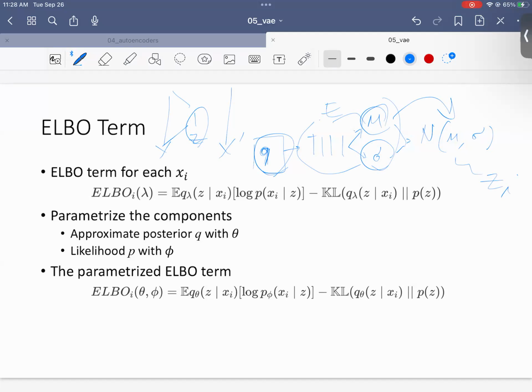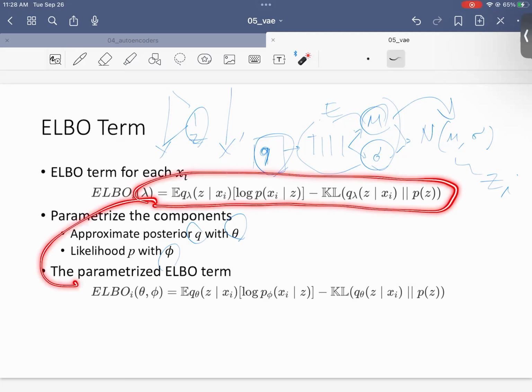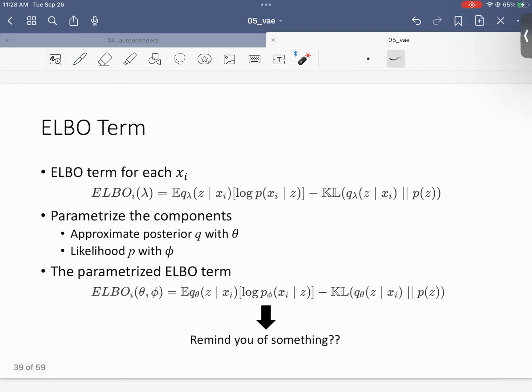So that's why we can say that Q is governed by theta, and P is obviously a decoder, so it's governed by phi. So you can rewrite this into this. There's a theta and phi here. So this is how we arrived at the final ELBO term when we started from the probability perspective, which is to estimate or infer the posterior distribution.